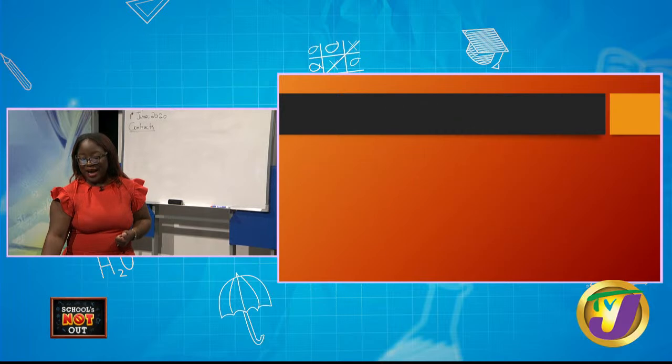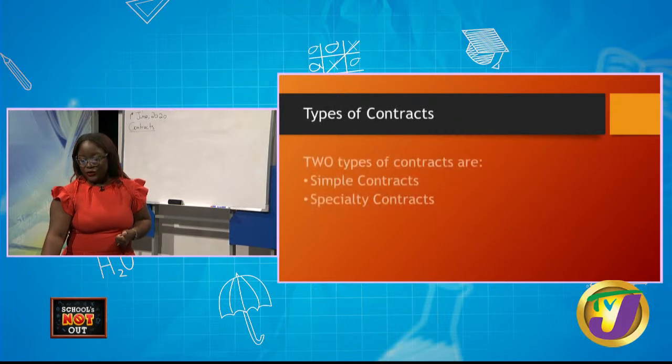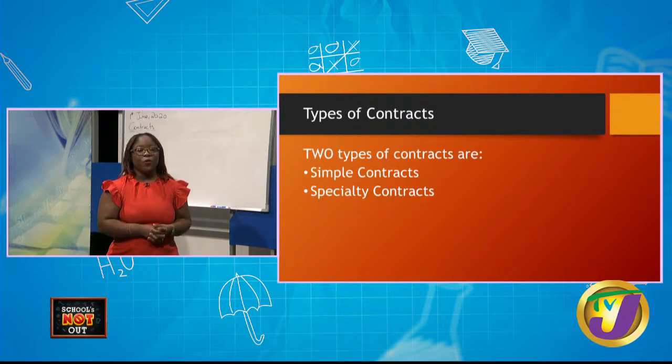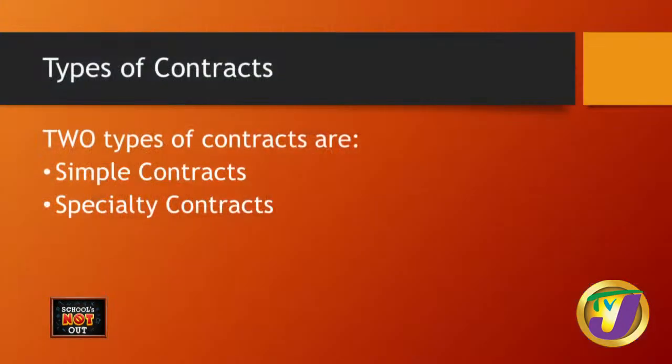Okay, so as we get closer to our second objective, we're going to be breaking down the two types of contracts. Now, there are other types of contracts, but we're focusing on just these two today, as these are required by the syllabus. So the two types of contracts that we should be focusing on today are the simple contract and the specialty contract.